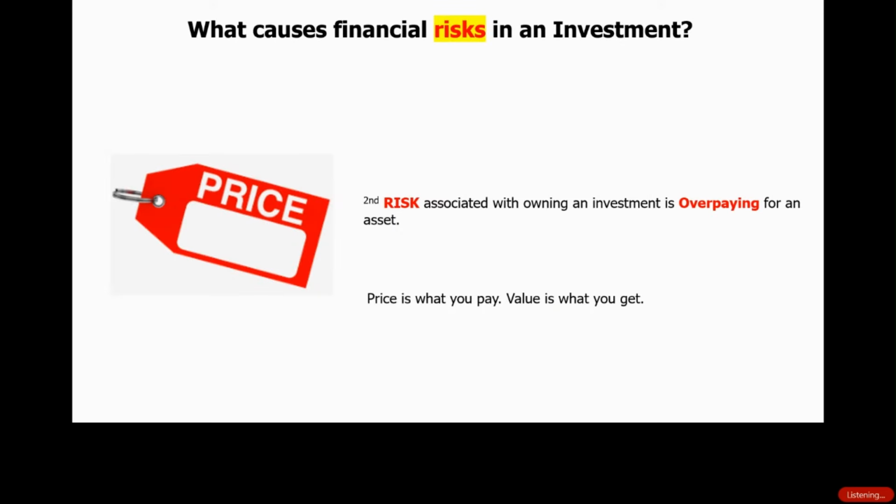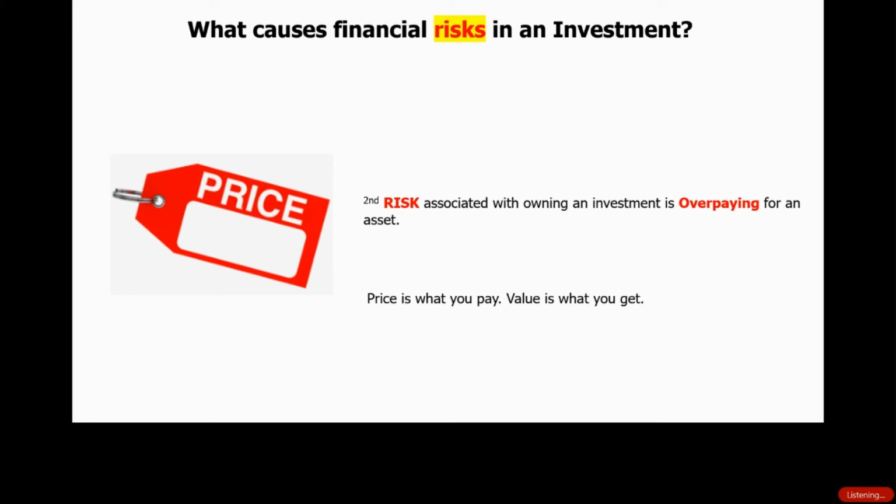So let's talk about our second risk. The second risk that you have as an investor is overpaying for an investment. Charlie Munger and Warren Buffett's opinion on this is that the price is what you pay, the value is what you get. So let me give you an example.